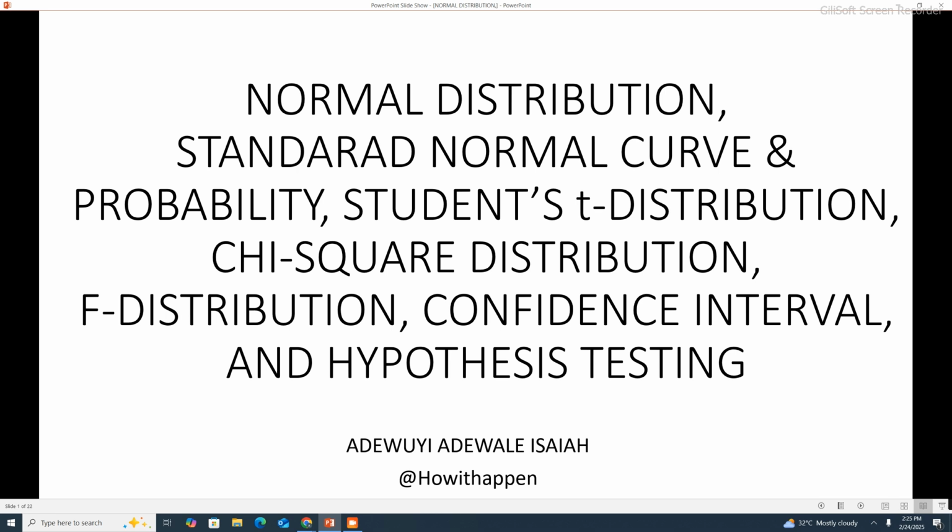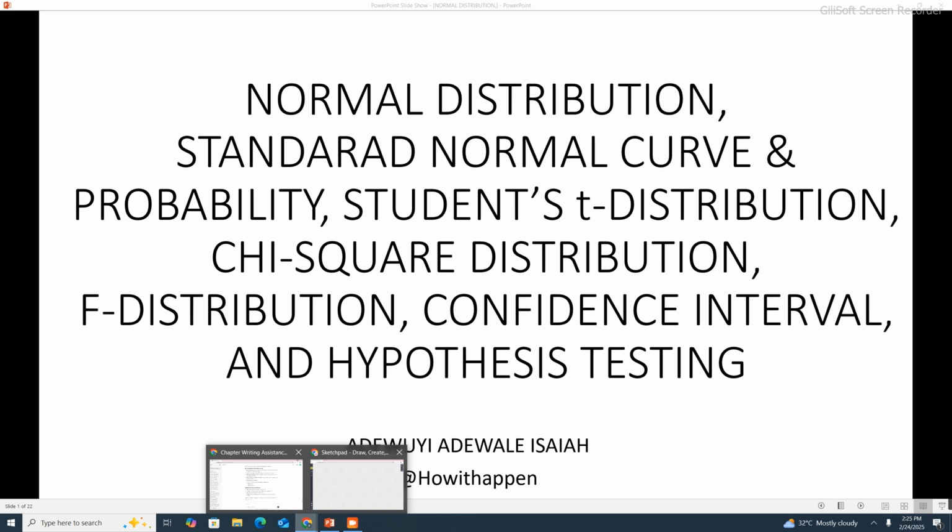Today we'll be looking at normal distribution, the standard normal curve, probability, student t distribution, chi-square, F distribution, confidence interval, and most likely hypothesis testing. So I'll be taking them gradually.